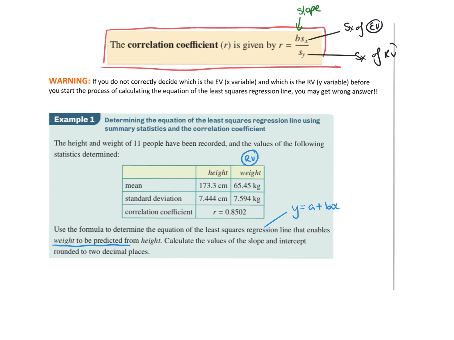Sometimes it's good to write that in, so this one is the mean of Y, and this is the standard deviation of Y. And then height is my explanatory variable, therefore this number is the mean of X, and this is the standard deviation of X. Because we need to do that to find our formulas. So we need to find B first, because we need B for the A. The formula for B, I'm just copying it off the page before, is this. So I'm going to pop in all the details.